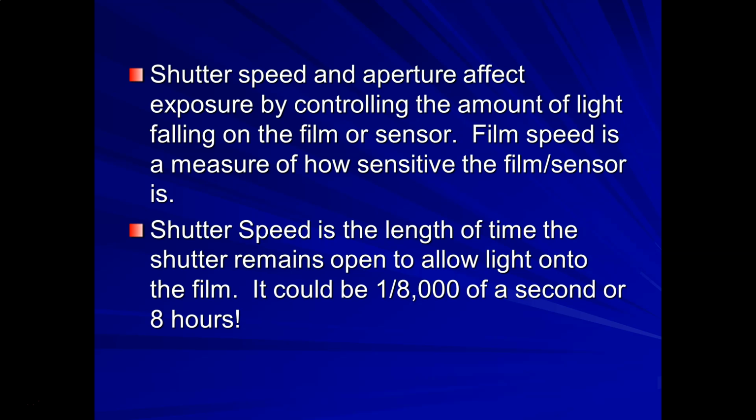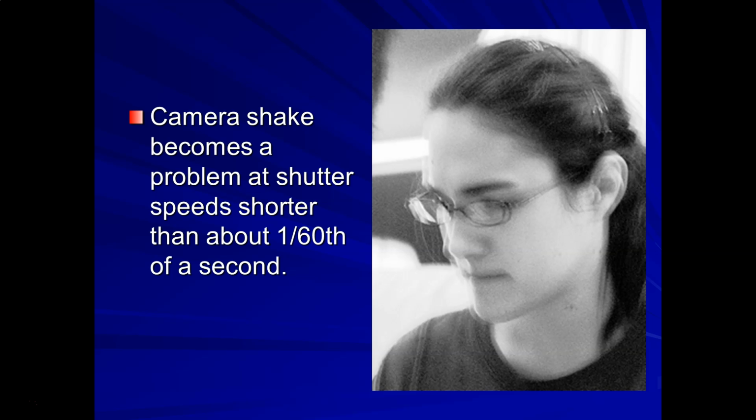So shutter speed is controllable by the photographer, and it's the length of time the shutter is open to let light onto the sensor. The thing you need to be careful of, though, is camera shake. If you've got a shutter speed of anything less than a 60th of a second, you might end up with pictures like this. That allows the camera to move slightly while the shutter is actually open, and that's when you get something called camera shake. So you have to be careful of that if you've got long-ish shutter speeds.